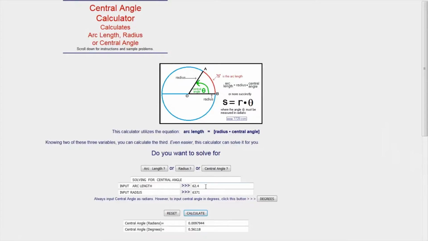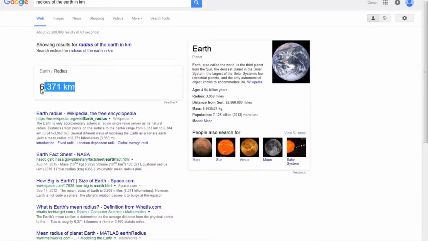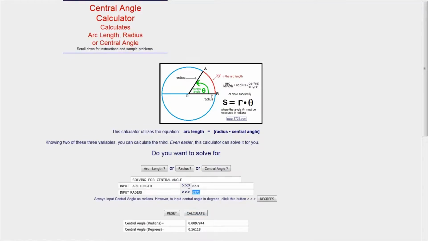How do we know that? We can find that out using the central angle calculator. We can solve for the central angle, theta. The arc length is the distance between the 2 points, 62.4 kilometers. The radius is the radius of the Earth, 6,371 kilometers. How do we know that? This is the radius of the Earth in kilometers. And the answer is 0.56 degrees.